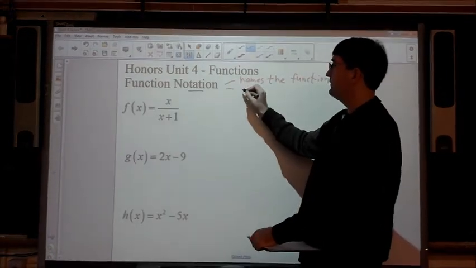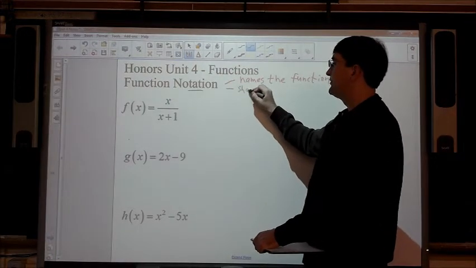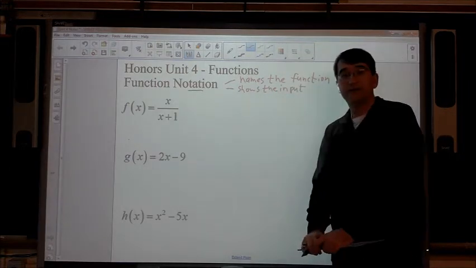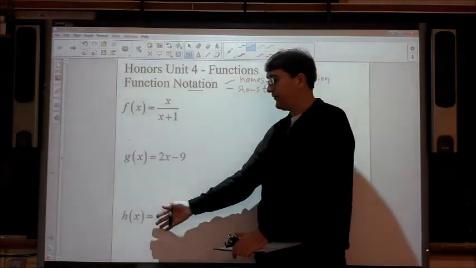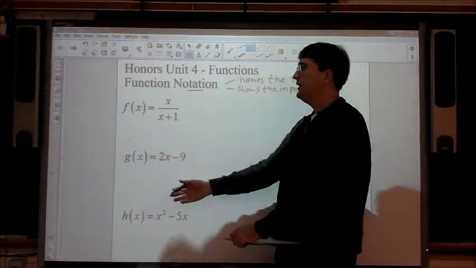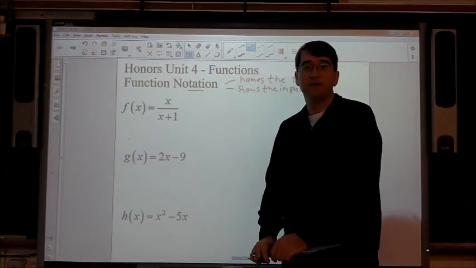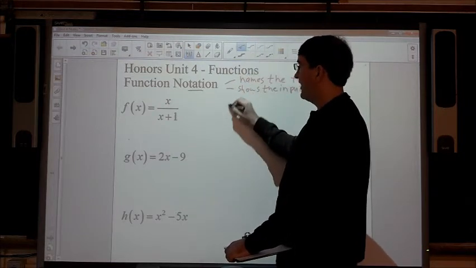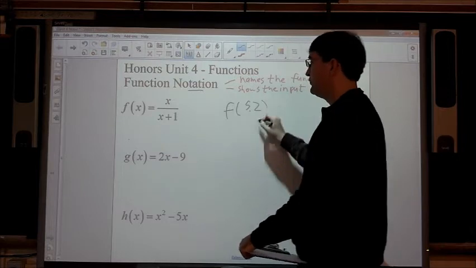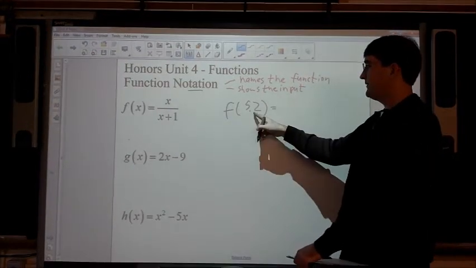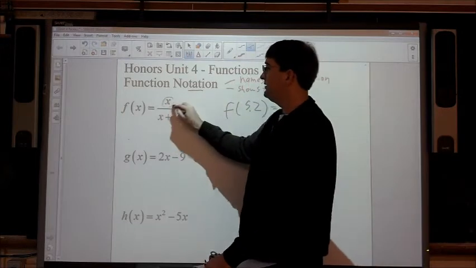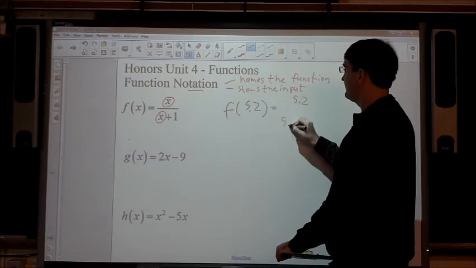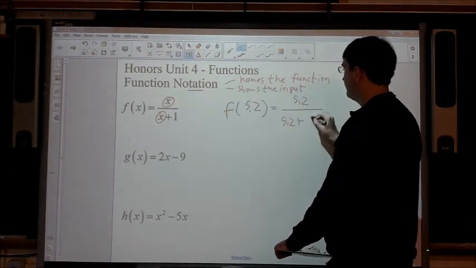The other nice thing is that it shows the input variable. It shows what is being plugged in to that function. So in the general function notation, we're just saying that x is that input variable. But if I was to say something like f of 5.2, then that means that I'm taking that 5.2 and plugging it in where the x's are. So I would have 5.2 and 5.2, but otherwise everything else would be exactly the same.